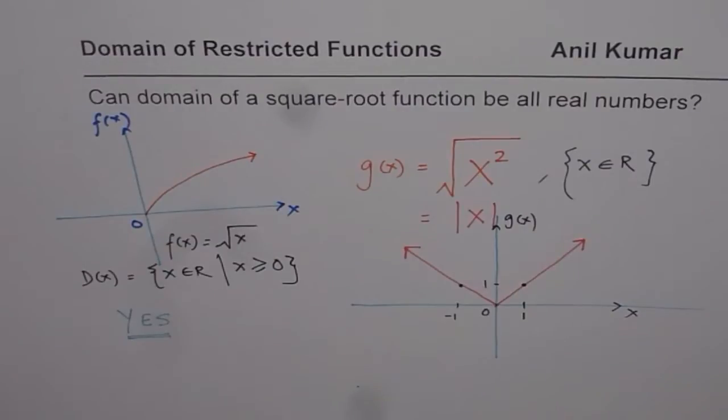So remember, square root of x square is a square root function which has no restrictions. The domain is all real numbers, and it is actually equal to absolute x. I hope that really helps you.